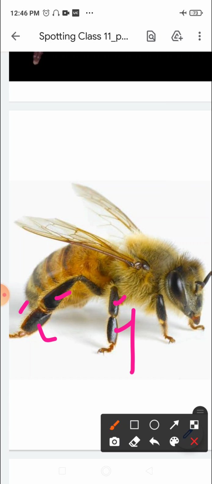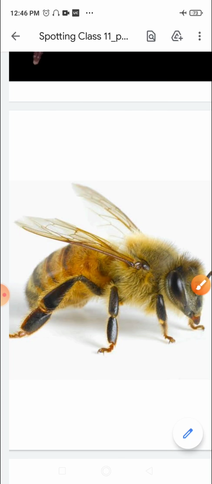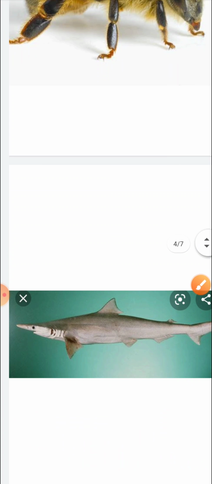3 pairs of legs and 2 pairs of wings, of which the hind wings are smaller. Hind wings are the back wings, which are smaller. These are probably the 4 wings, and 1 would be the hind wing. So the hind wings, the ones at the back, are smaller in size as compared to the wings that are in front, right?